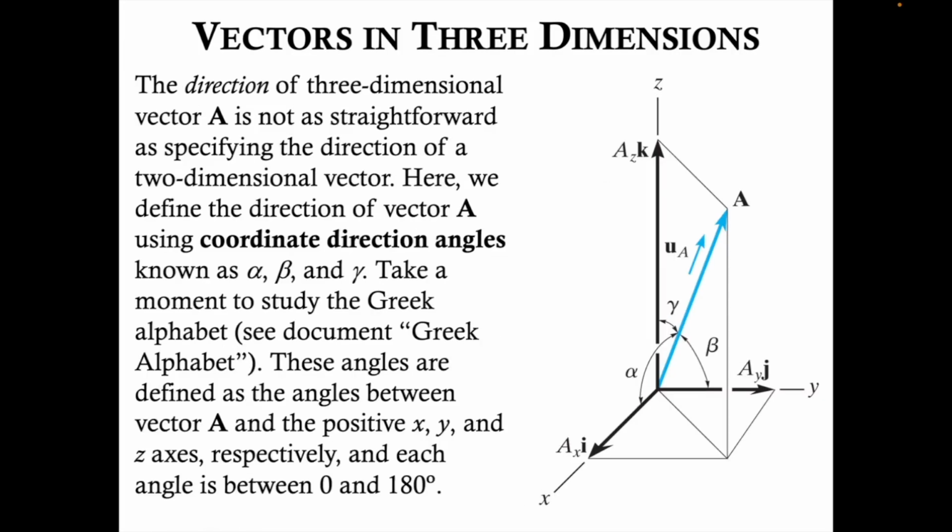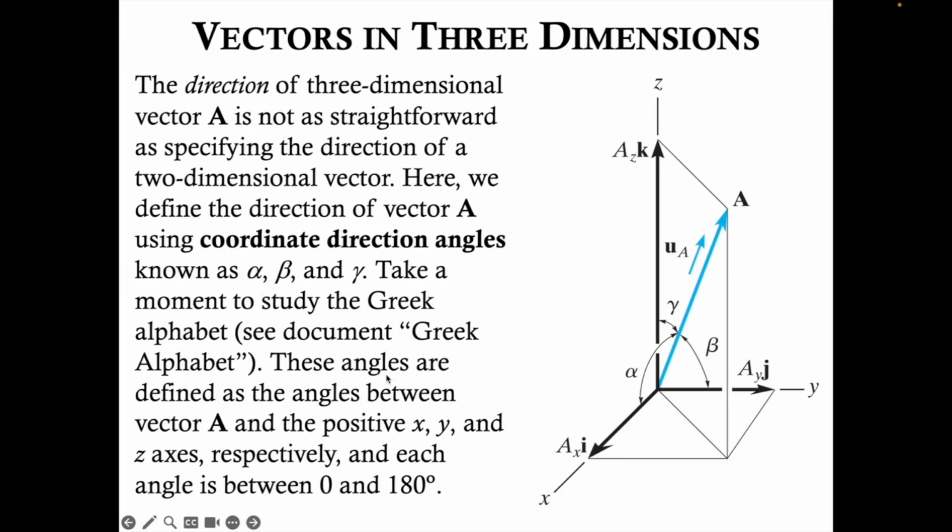The direction of three-dimensional vector A is not as straightforward as specifying the direction of a two-dimensional vector because now we're in a three-dimensional space. Here we define the direction of vector A using coordinate direction angles known as alpha, beta, and gamma. These are Greek letters, alpha, beta, and gamma, written as you see here. These are the lowercase versions of alpha, beta, and gamma.